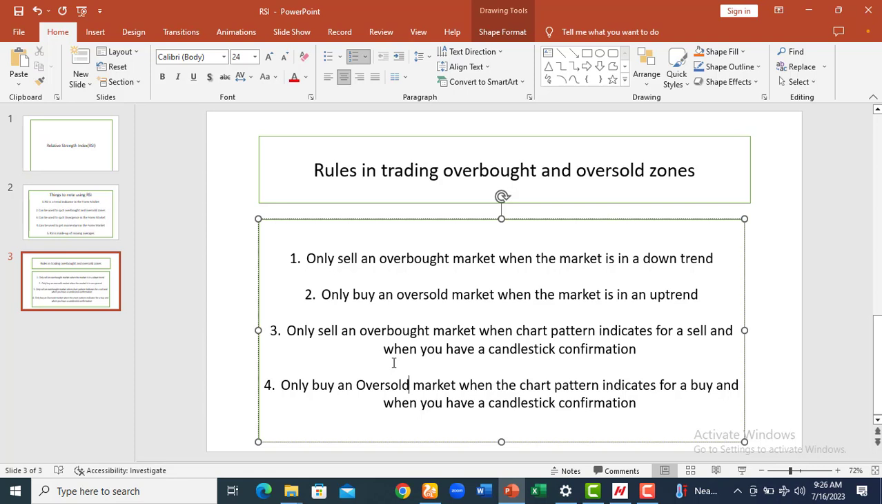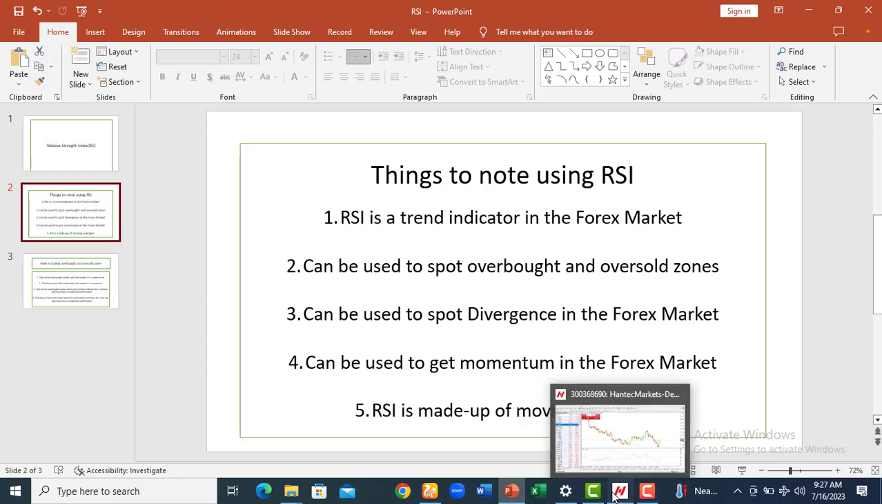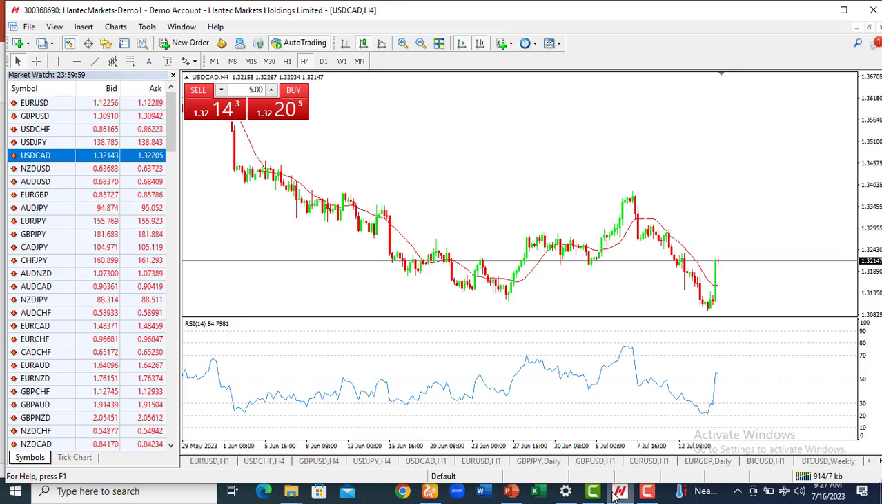So that is it to spot your oversold and overbought levels in the forex market. You can also use the RSI to spot divergence in the forex market. I have a video on this divergence. Look at it. You see the way we use the RSI to spot divergence. It's very good to use the RSI to spot divergence in the forex market. It's stress-free and easy. It can also be used to get momentum in the forex market. Yes, traditionally in the forex market, you can use the RSI to know momentum in the market.